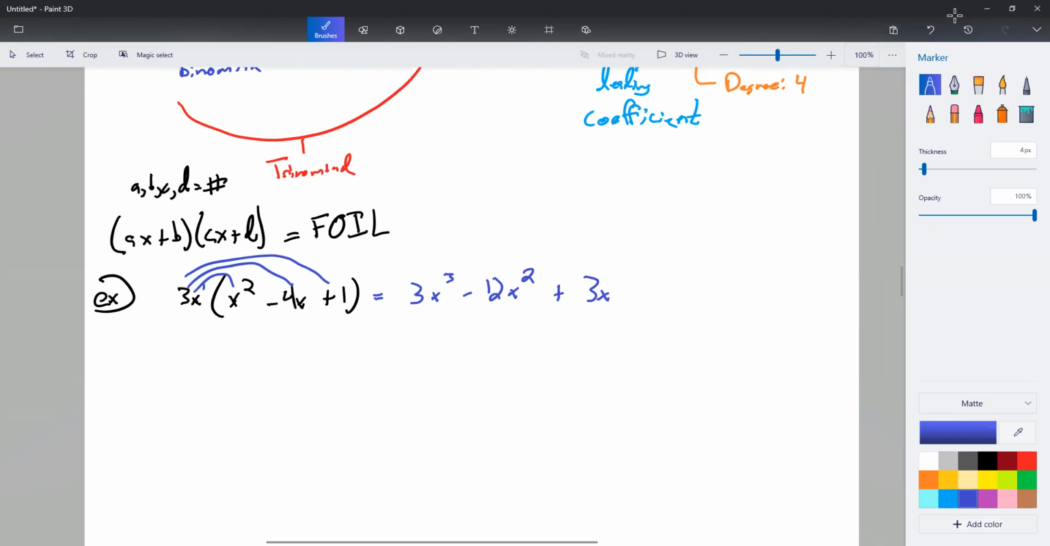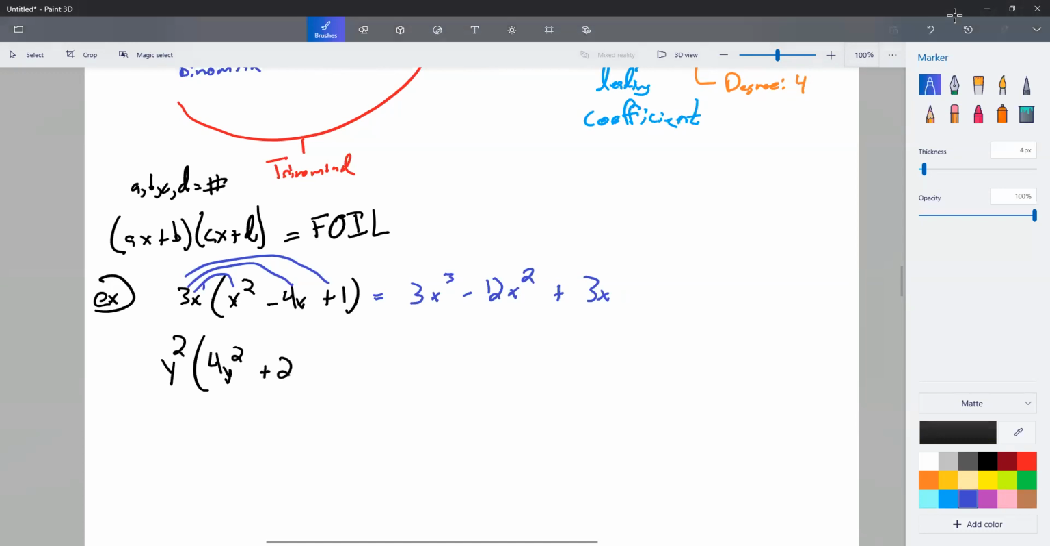If we were being really pedantic and wanted to over-describe this, this is a monomial times a trinomial. I would not expect you to think about it in that way. I would expect you to see, oh, I multiplied the 3x on each part of that. That's more useful.